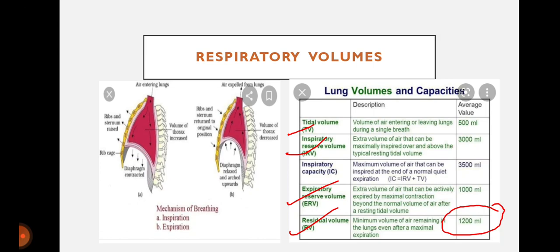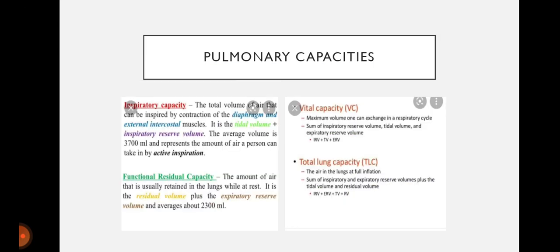Next slide shows pulmonary capacities. We can say respiratory capacities also. When two or more respiratory volumes are considered together, pulmonary capacities are obtained. Inspiratory capacity, IC: the volume of air that can be breathed in by distending the lungs to a maximum, beginning at the normal expiratory level, is called the inspiratory capacity.